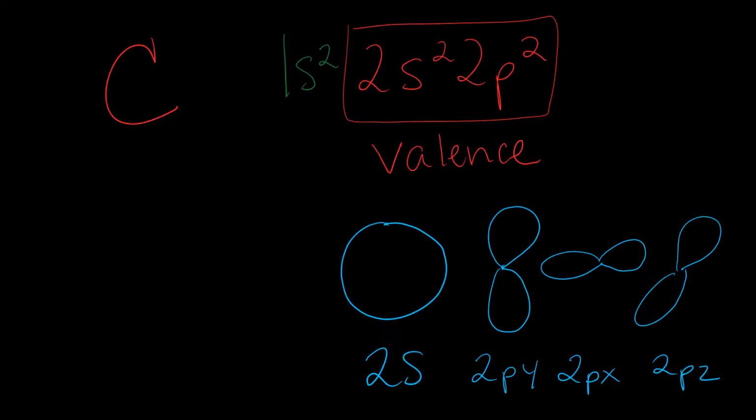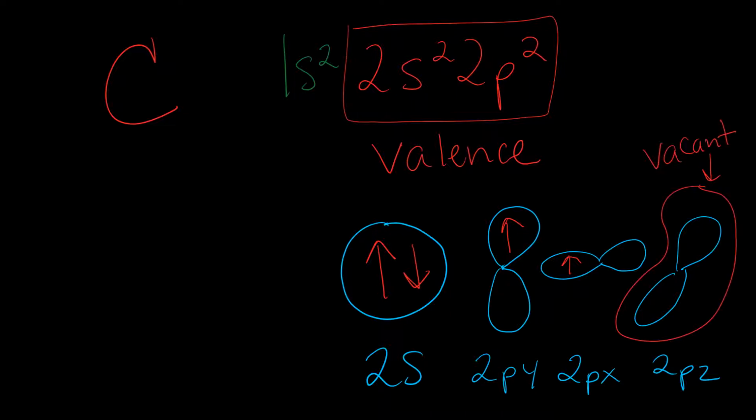Using our arrow notation, we will place one up arrow and one down arrow in the 2s orbital to indicate 2 spin-paired electrons. We will also place one up arrow in 2 of the 3 2p orbitals. It does not matter which 2 we choose, as all 3 are energetically equivalent. The remaining p orbital will not be occupied.